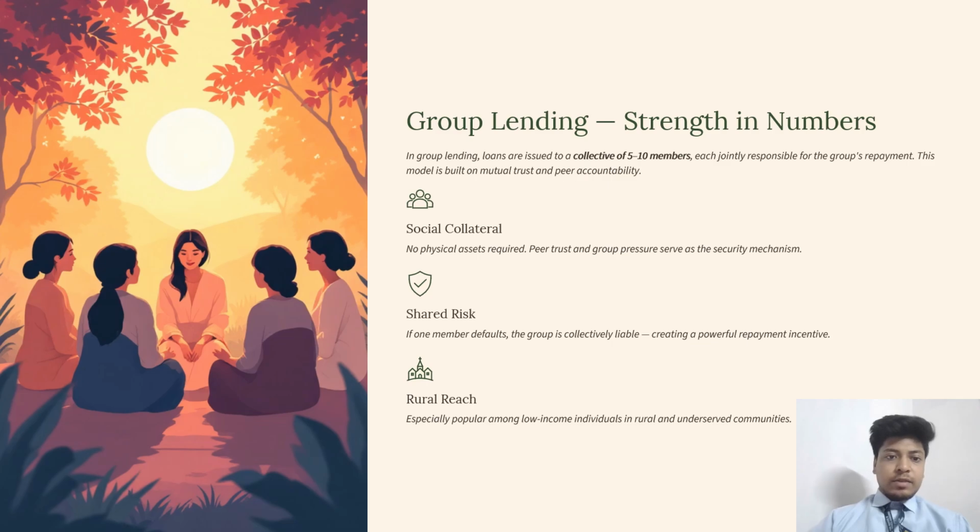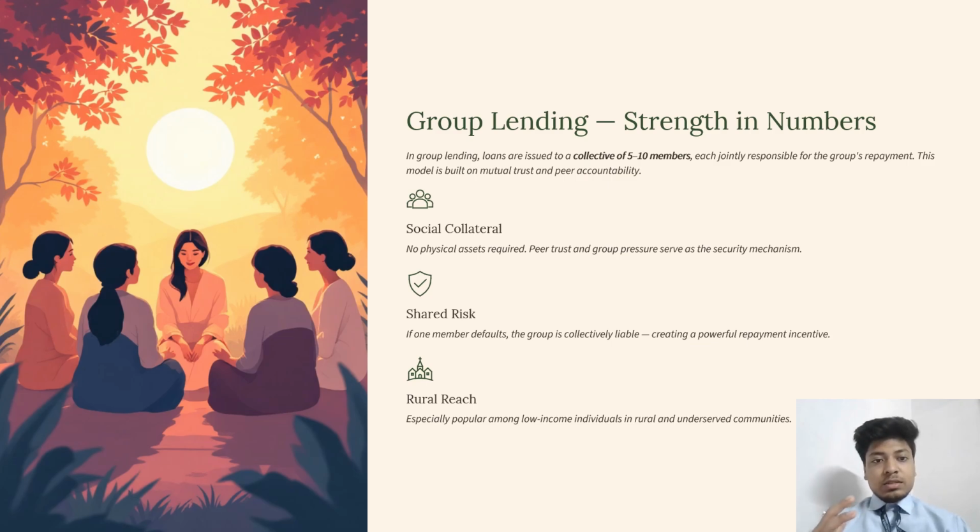Now let's focus on the first model, which is group lending. In this model we are not just looking at one person. We are looking at a collective of 5 to 10 people or members. Instead of the bank dealing with one individual, the loan is issued to an entire group, and every single person in that group is jointly responsible for making sure the total amount is paid back. It's a system built entirely on mutual trust and peer accountability.